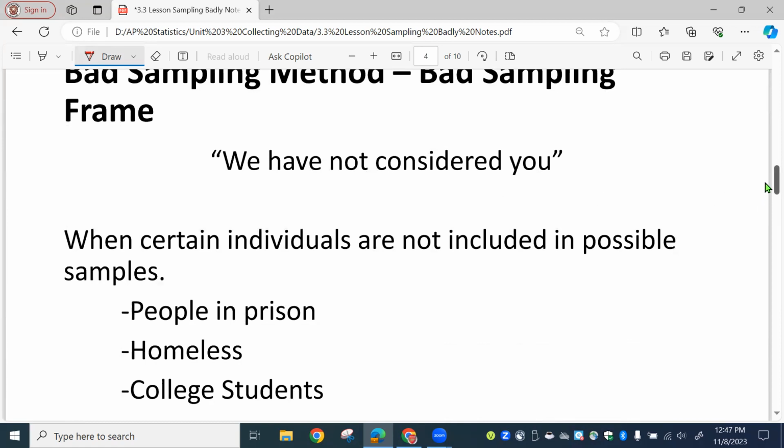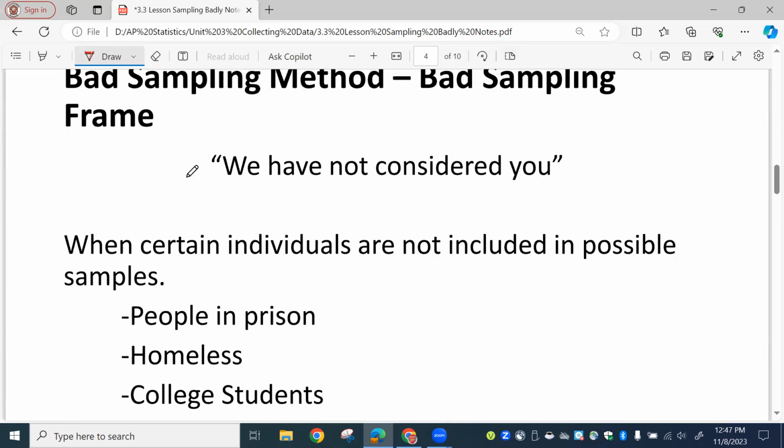For the next few, I have this little thing in quotes here because they're very easy to mix up, and hopefully this will help you. A bad sampling frame. A sampling frame is the group you are trying to select your sample from. And if we have a bad sampling frame, that means there are people who are in our population who we have not considered to be part of the group that we're going to sample from.